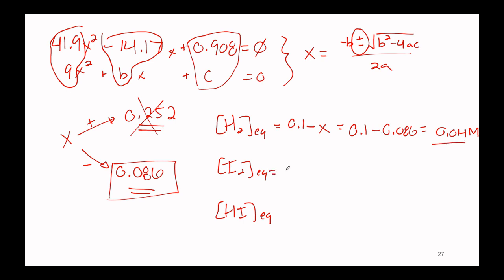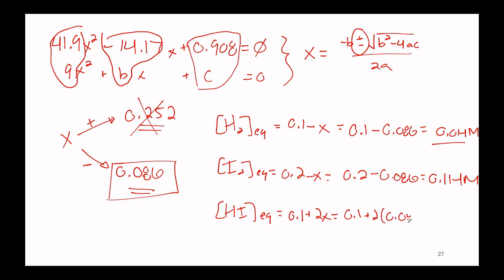Similarly, the iodine concentration, which was 0.2 minus x, when we take our 0.2 and plug in the x value that we just solved, 0.2 minus 0.086, gives us a value of 0.114 molar. And finally, our product concentration was 0.1 plus 2x. So here we can take the 0.1, add 2 times our solution for x, the 0.086, and this gives us a value of 0.272 molar.